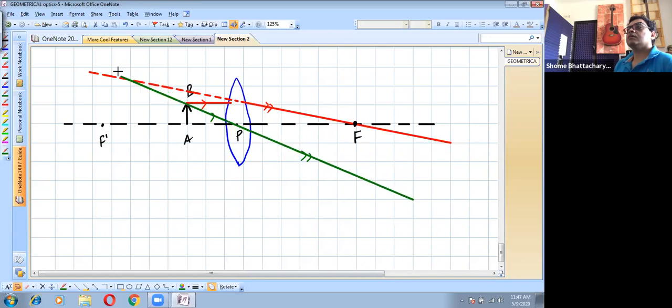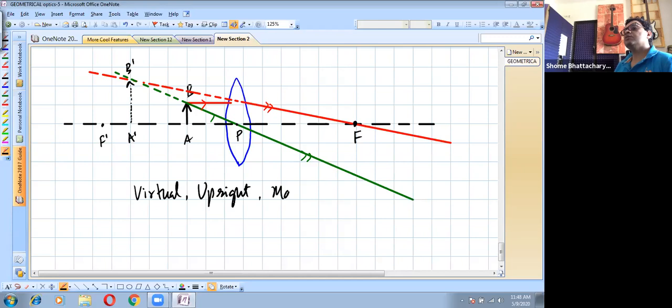Understand that this time the image will not be obtainable on a photographic plate. Rather, it will be visible from the other side as a virtual, upright and also magnified image. So you can see this is virtual, upright. And in this case, you can clearly see without doing any calculation that it is magnified. In the previous case, I did not specify whether it is magnified or diminished because it could be either way, depending on where exactly the object was placed. But here, as long as it is placed at a distance less than the focal length, it is magnified. We'll do this analysis in detail.